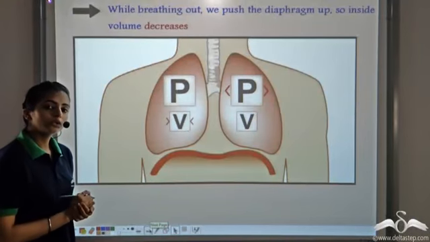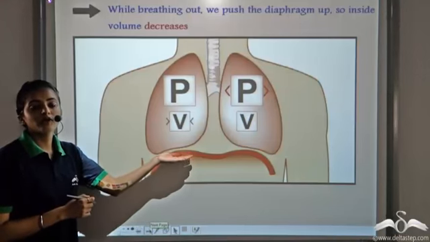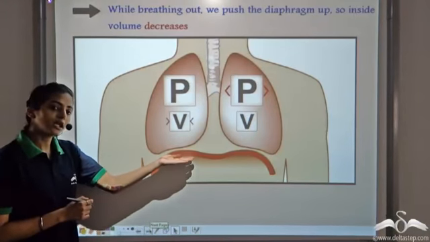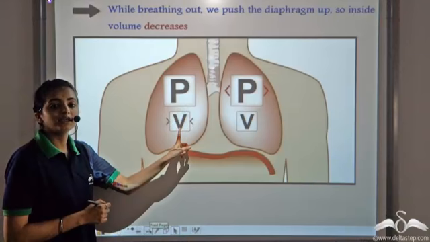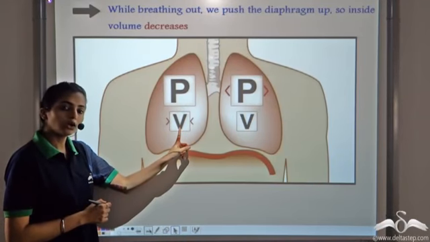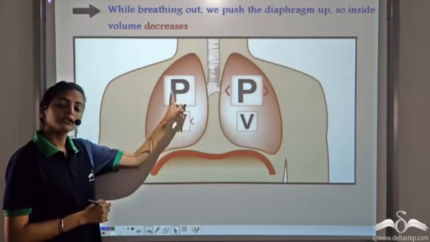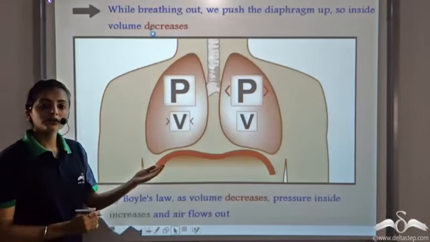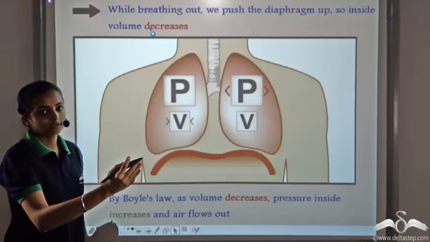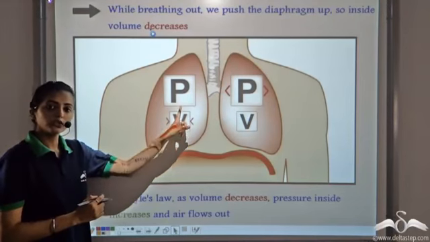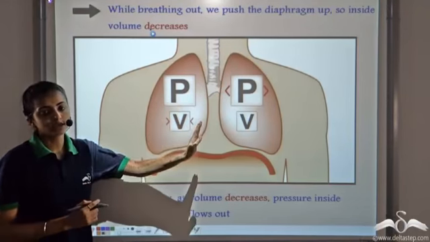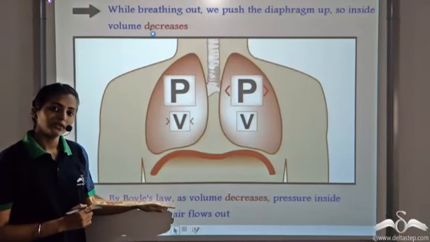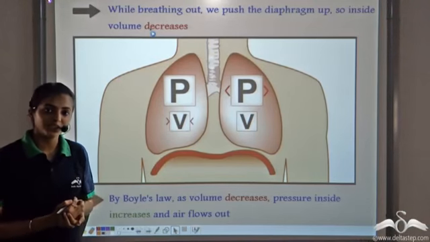So while breathing out, what happens? We push the diaphragm up. As we push the diaphragm up, the volume inside decreases. So by Boyle's law, as the volume decreases, the pressure increases. So to balance it, the air inside flows outside. Since the inside pressure is more, air from inside flows outside, and this is how we breathe out. So we even use Boyle's law during breathing.